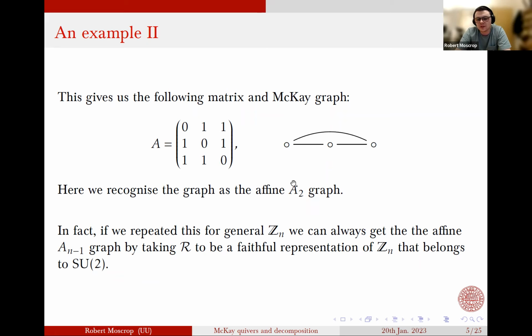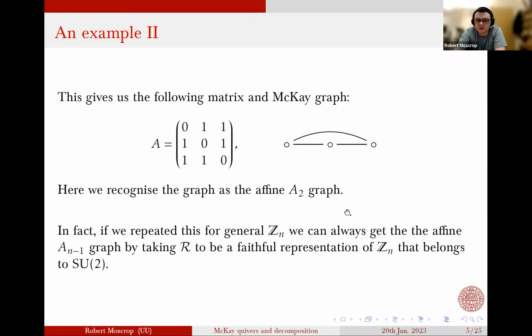So this is A2 being SU3. And you might say that's just overcomplicating things, this is just a loop. But the reason I do this is because for a general Zn, you can always get this loop. You can get the affine A_{n-1} graph. And exactly what Andreas was saying, I always have to take R to be a very specific R in this case. The R in question is going to be a faithful representation of Zn, and it has to belong to SU2. So what this yields is some kind of correspondence between these finite groups, Zn, and A_{n-1}, but with the restriction that Zn is identified inside of SU2, basically.